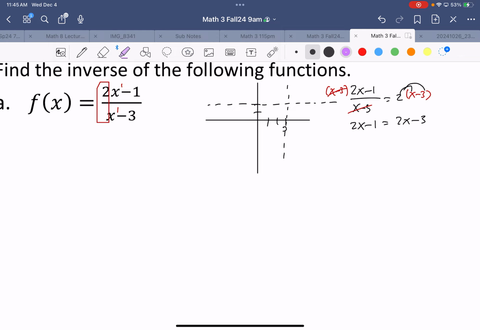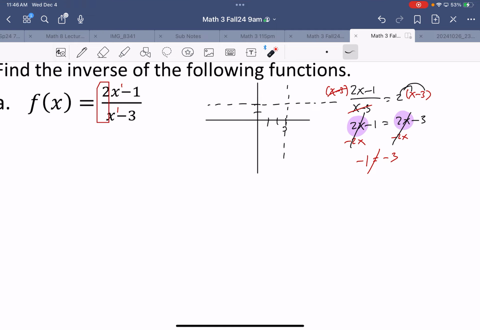Now, the fact that these two are exactly the same, when I try to subtract either left to right or right to left, you can't even tell, right? When I write subtracting by 2x, you can't tell if I'm going left to right or right to left. But it doesn't matter because they will cancel and leave you with -1 is equal to -3, and that's not true. So that means we do not cross the vertical asymptote, the horizontal one, I mean.